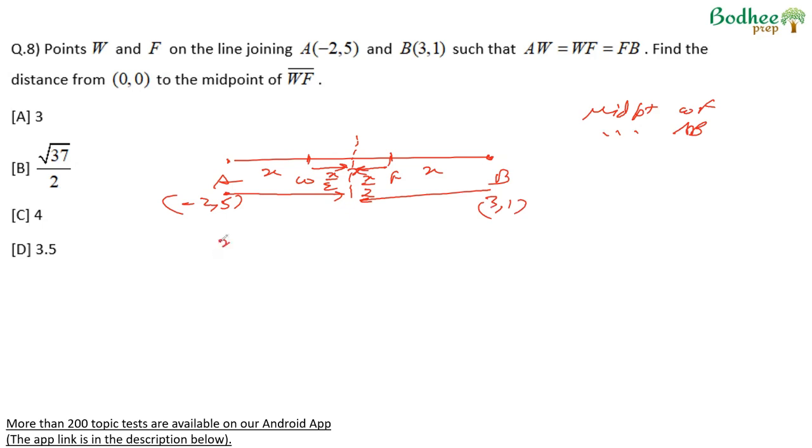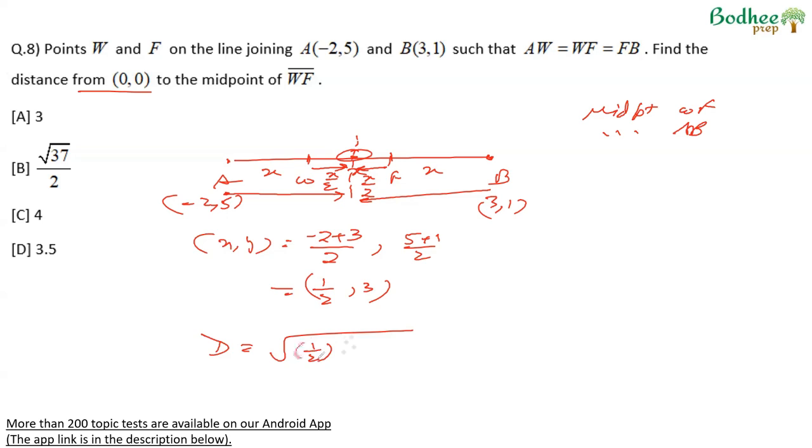The midpoint of AB will be given by X1 plus X2 by 2, comma, Y1 plus Y2 by 2. This will be 1 by 2, comma, 3. So this is the point that we have. We have to find the distance of the point 1 by 2, comma, 3 from 0, 0. Therefore, the required distance will be root of 1 by 2 minus 0 square plus 3 minus 0 square, which becomes root of 1 by 4 plus 9, which is root of 37 by 4, or root of 37 by root of 4, and root of 4 is 2. Option B becomes the answer.